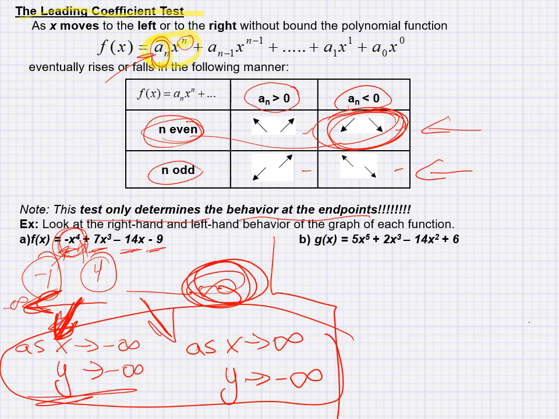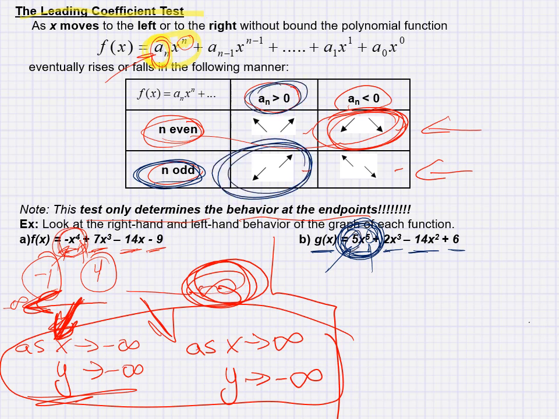Let's look at another one. G of x equals 5x to the 5th, plus 2x to the 3rd, minus 14x squared, plus 6. Highest power term is right here. The leading coefficient is a 5. The degree is a 5. So I have an odd power and a positive, greater than 0, coefficient. This is what's going to happen.